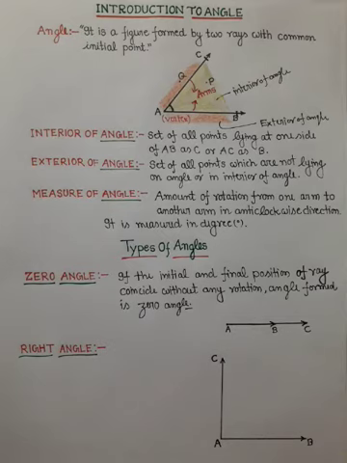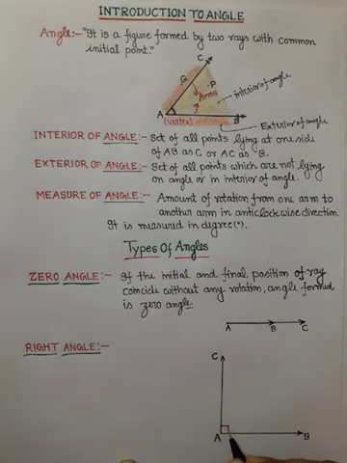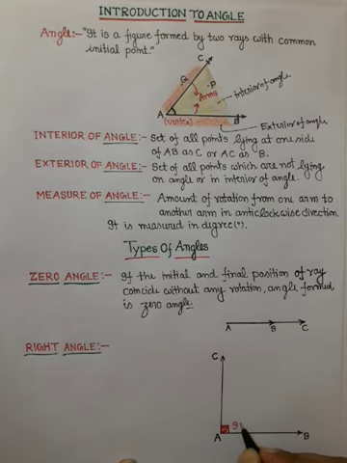So in the case of a right angle, the amount of rotation will be 1/4 part of one complete revolution. So it is considered as the right angle. So if the final position of a ray is 1/4 of the complete revolution, the angle between the initial and final position is called the right angle. Of course this amount of rotation will be 90 degree.